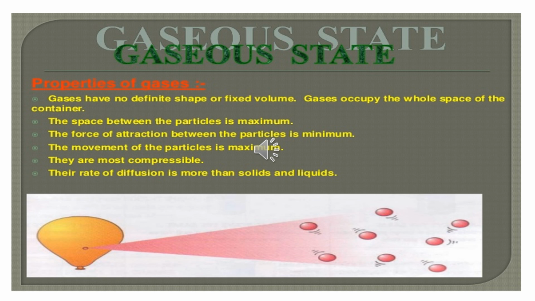As the particles are very far away from each other, gases can be compressed very easily as compared to other states of matter like solids or liquids. The last property is that the rate of diffusion of any gas is always more as compared to that of solids or liquids. In other words, the rate of diffusion of gases is maximum. The reason is, as the particles are far away from each other, the intermixing of particles becomes very easy.